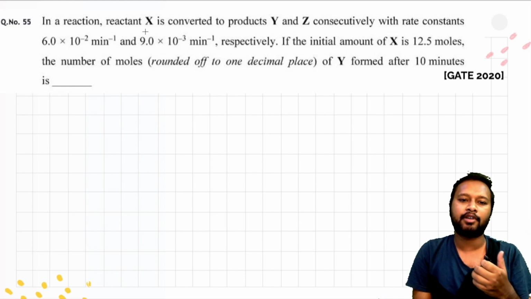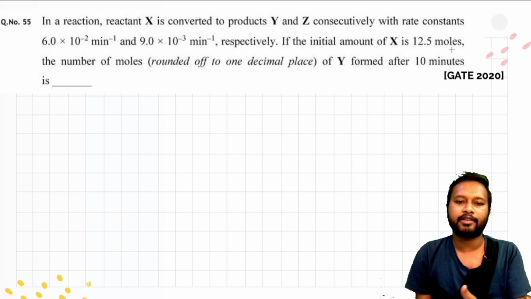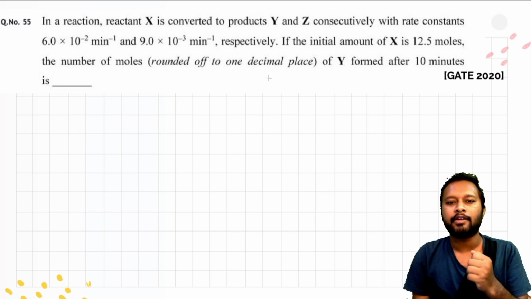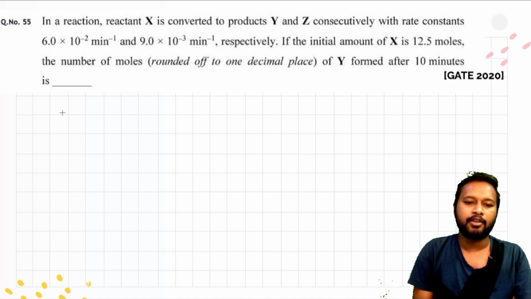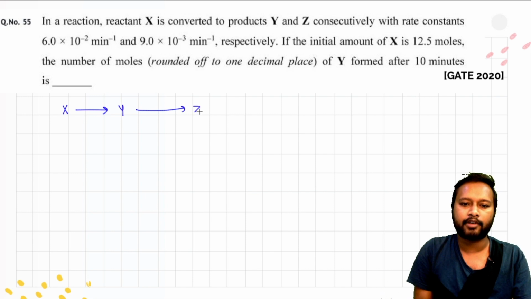So a reaction where reactant X is converted into products Y and Z consecutively, with rate constants given to you as this and this respectively. If the initial amount of X is given to you as this much, the number of moles, rounded off to one decimal place, of Y formed after 10 minutes is. So basically X is getting converted into Y and that is getting converted into Z.